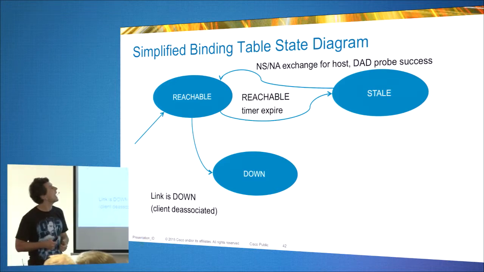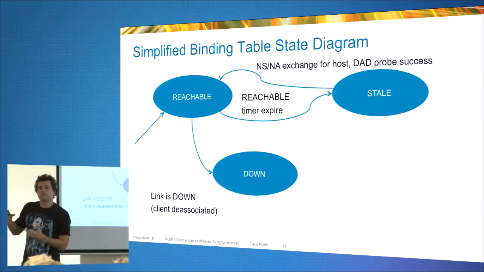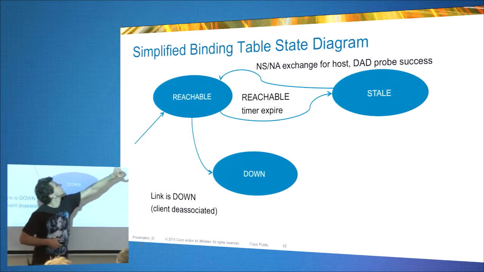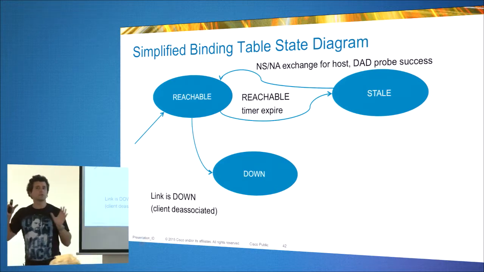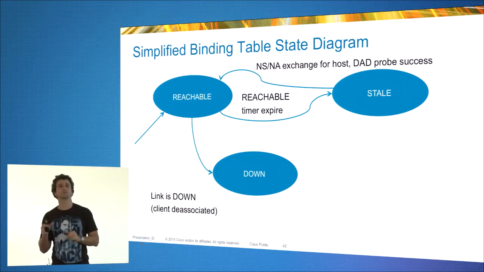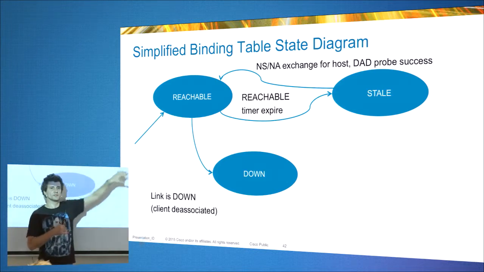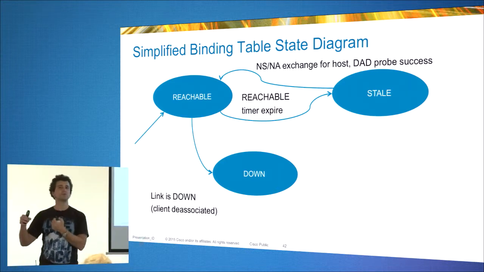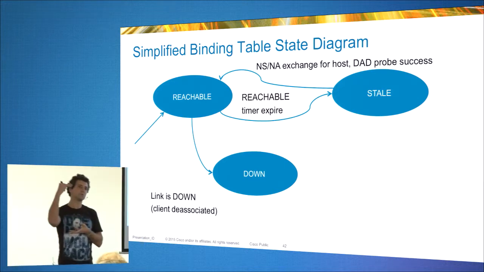Now, why do we have these two states, and why do we verify the reachability, and why is this timer longer? The reachable state means that the entry is in the table and cannot be deleted. The stale state means, in this context, that the entry in the table may be re-verified and deleted if we are going with too many addresses on the host.